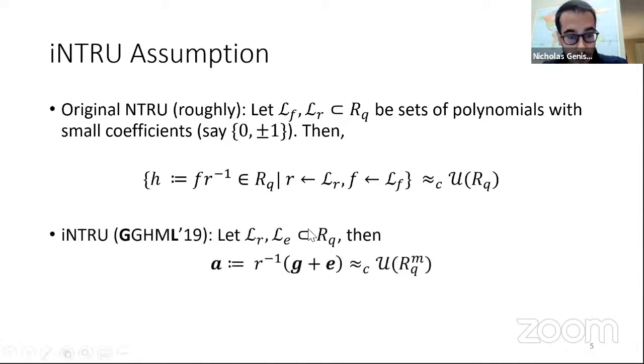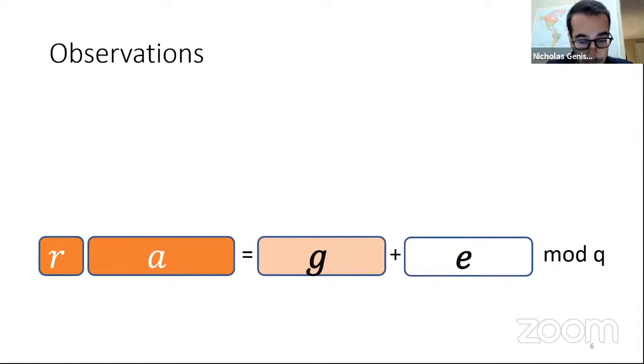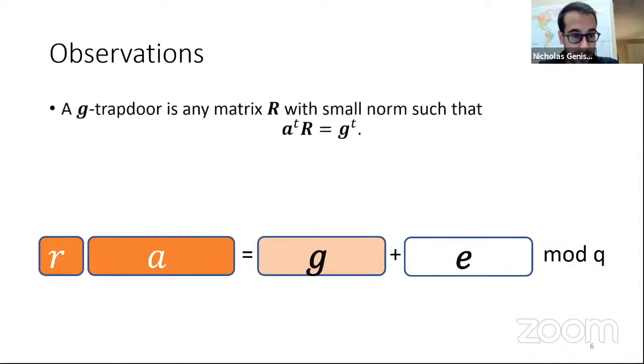And we introduced, together with a few co-authors, an inhomogeneous version of this where you shift by the gadget. So here R is again the small polynomial, E is a vector of small polynomials over the ring, and now G is just shifted by the gadget. And you'll notice that here the small polynomial R is almost a G-trapdoor in this case.